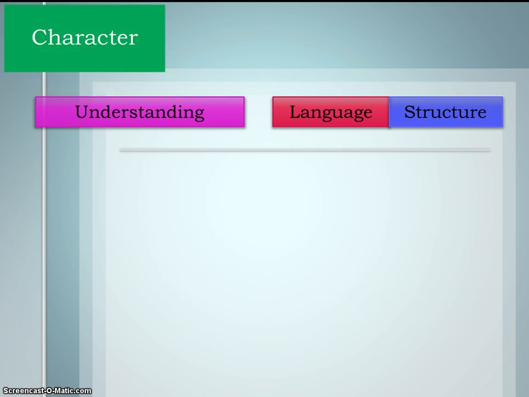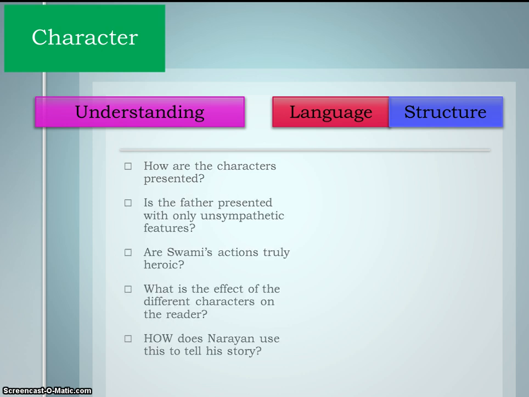Okay, so the next one to think about a little bit is character. So character is quite interesting because there are quite a lot of characters in this. For a short story, there's definitely a lot of characters, and they're all very well developed. You could probably almost see them in your mind's eye. I know I certainly can. So I want to think about how these characters are presented, and I know that Swami and his father are the main characters realistically, so I would want to think about how the father is presented. I think he's presented quite unsympathetic and quite harsh, and he's trying to force his son to grow up, and think about the way that Swami responds to that.